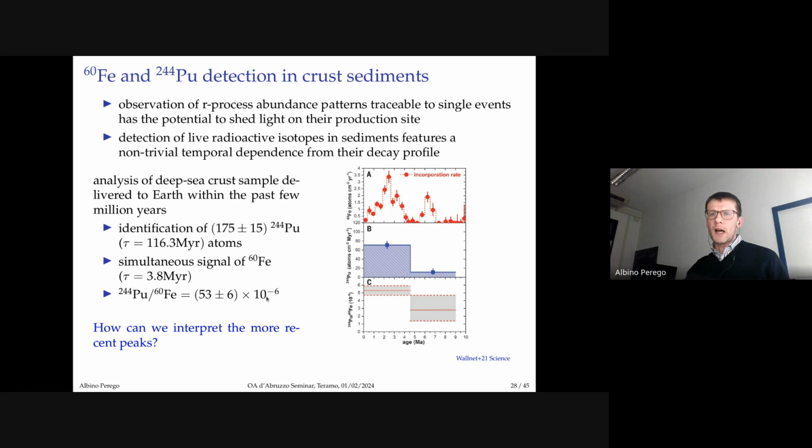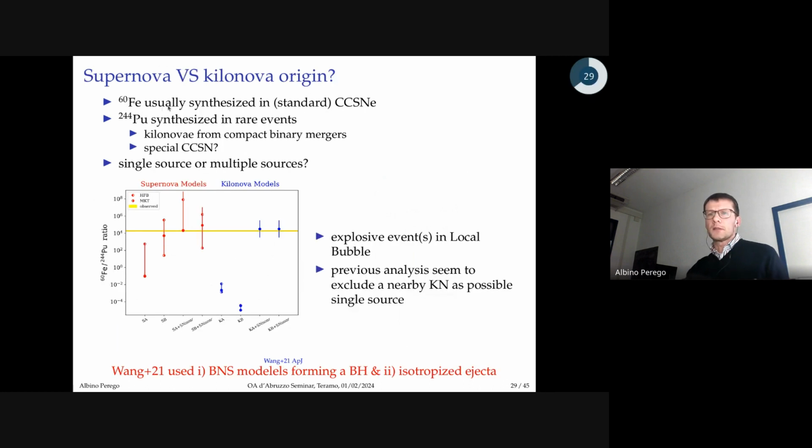And of course, the question is, how can we interpret these two recent peaks? Well, let's forget for one moment the second. The second is much harder to understand with a single case. But let's try to interpret the detection of the peak in the iron at the same time as the peak in plutonium. Why is this very challenging? Because iron is usually synthesized in core collapse supernovae. Practically all the papers that I found in the literature about iron-60 in deep sea sediment said, well, this is a clear product of core collapse supernovae.